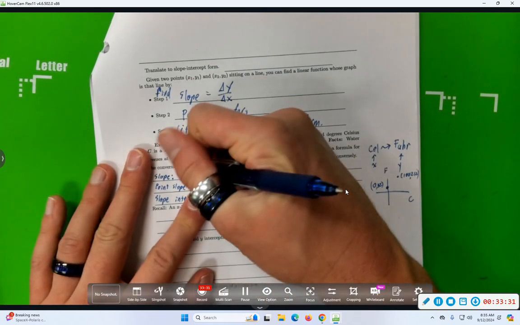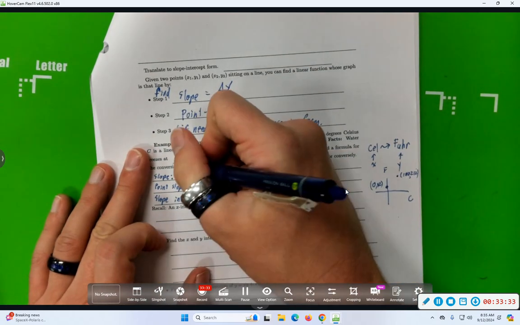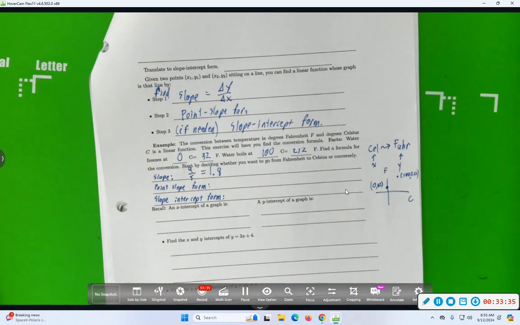And I asked that as a question intentionally because they're both totally reasonable. Either the slope is 1.8, meaning for every 1 Celsius degree the temperature increases, the Fahrenheit temperature increases by 1.8. Or for every 5 you increase in Celsius, you increase by 9 in Fahrenheit.